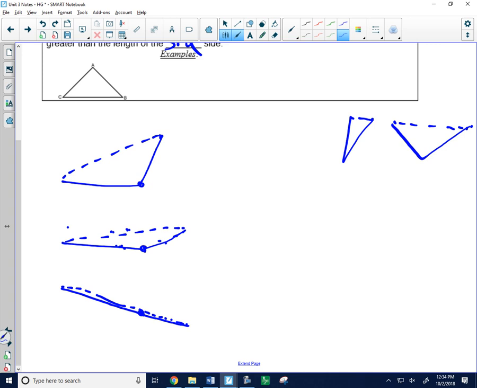All right, that pretty much sums it up: segments in triangles and a few theorems about triangles.